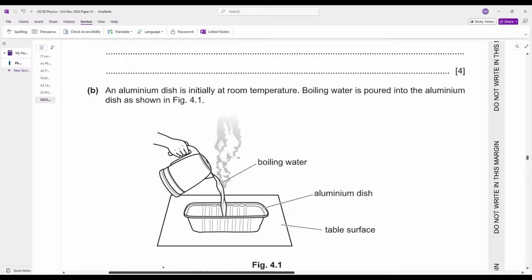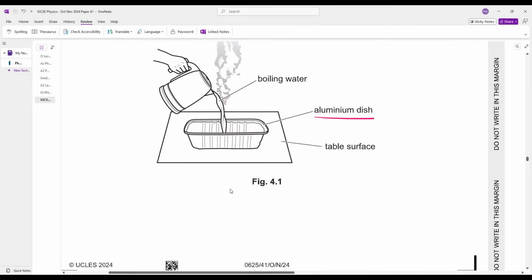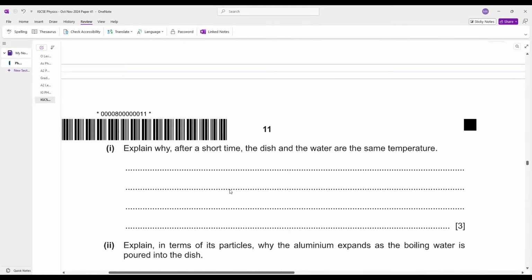An aluminum dish is initially at room temperature. Okay, you have an aluminum dish that is initially at room temperature. Boiling water is poured into the aluminum dish as shown in figure 4.1. ठीक है, boiling water pour हो रहा है into the aluminum dish as shown in figure 4.1. Explain why after a short time the dish and the water are at the same temperature. बेटा आपने बताना है why after a short time the dish and water are at the same temperature.